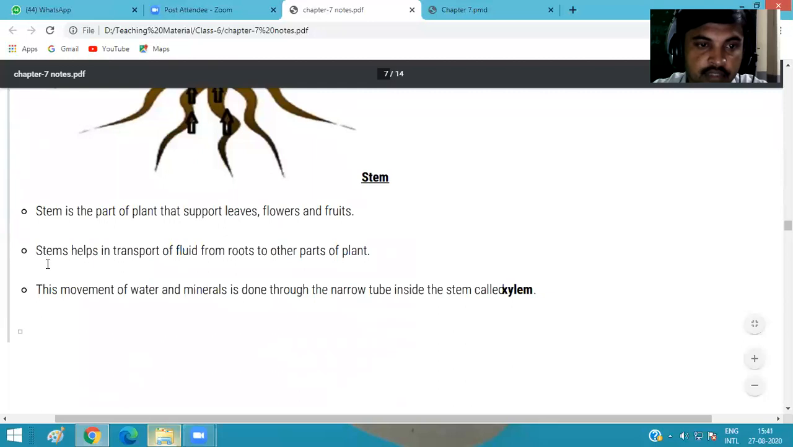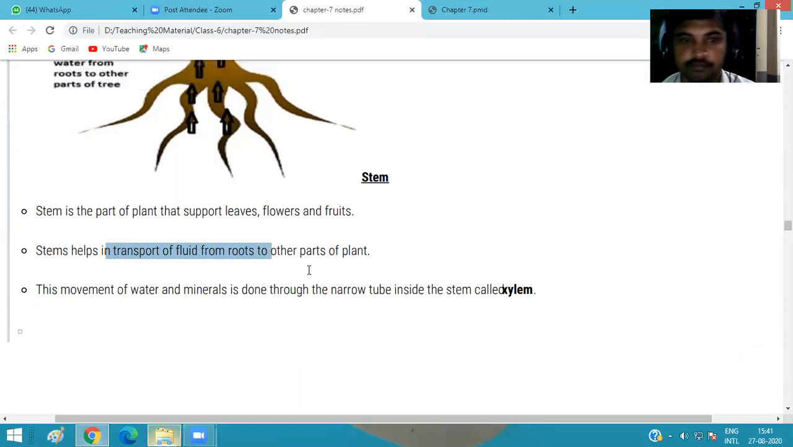Then the next point: stems help in the transport of fluid from roots to other parts of the plant. Fluid means water, minerals, and other substances, from the roots to the leaves, fruits, or flowers. The movement of water and minerals from the roots is done through a narrow tube of the stem, and we call it xylem.